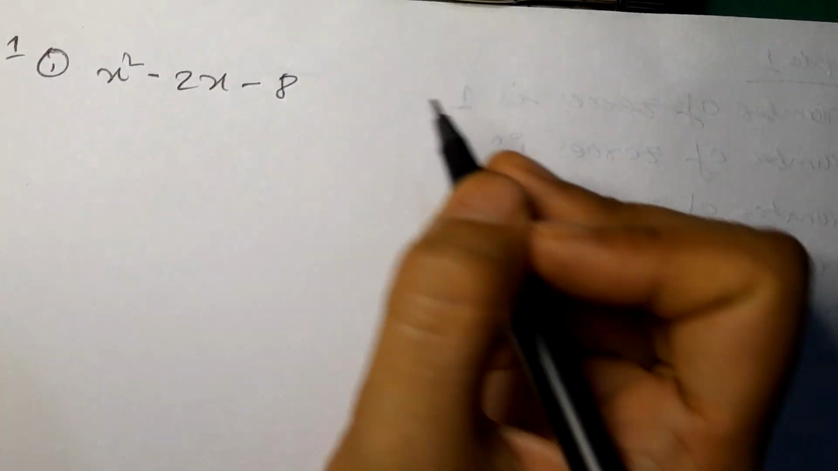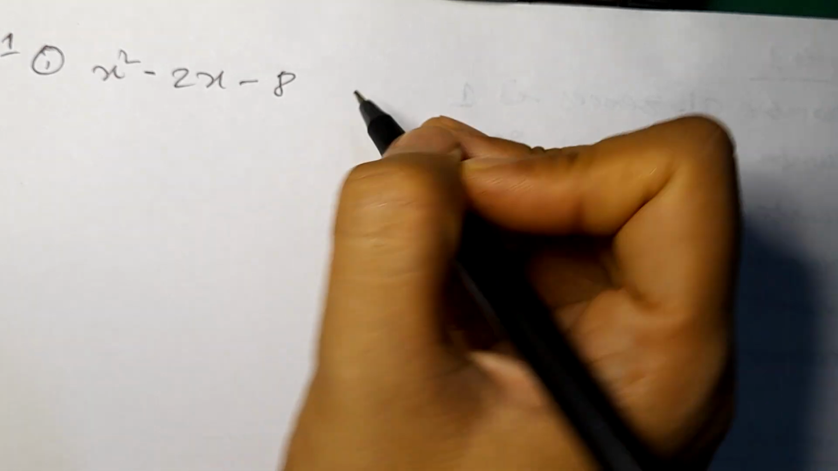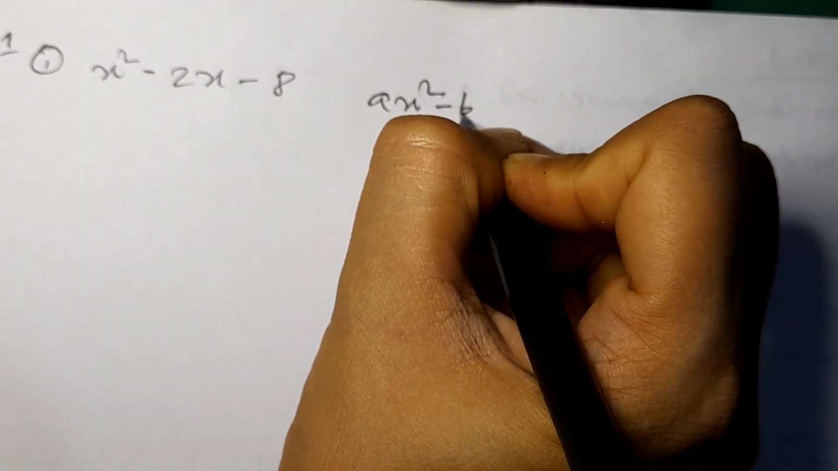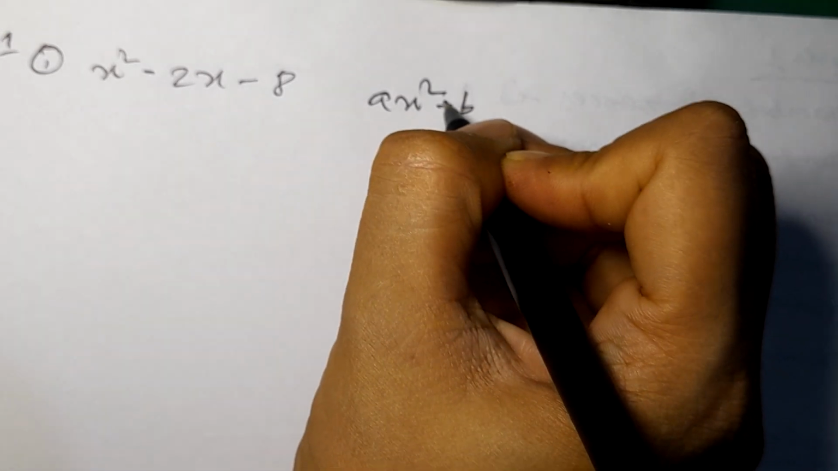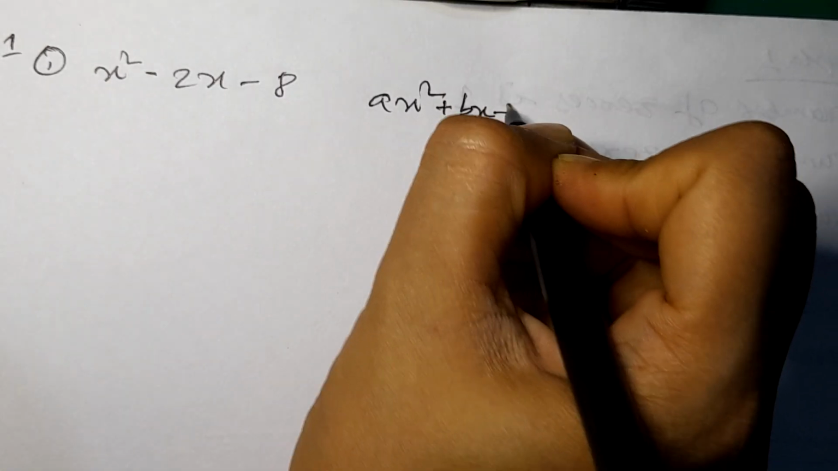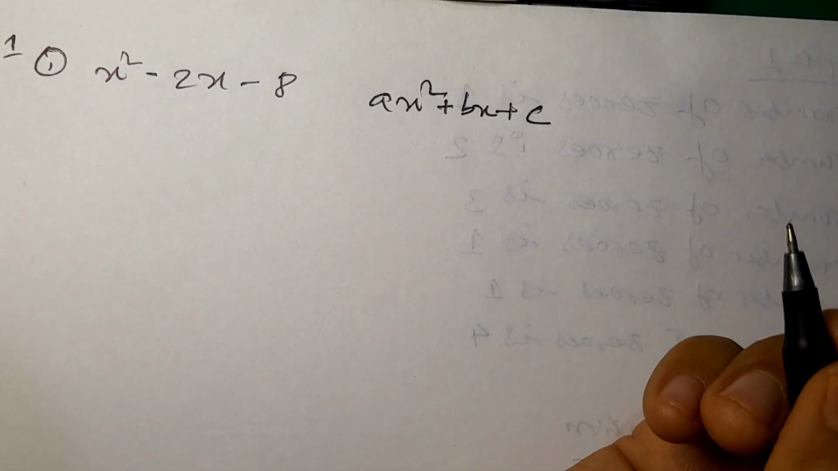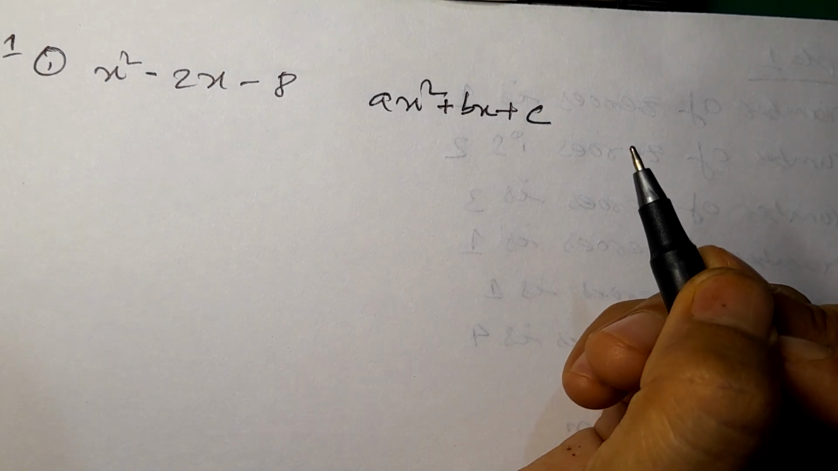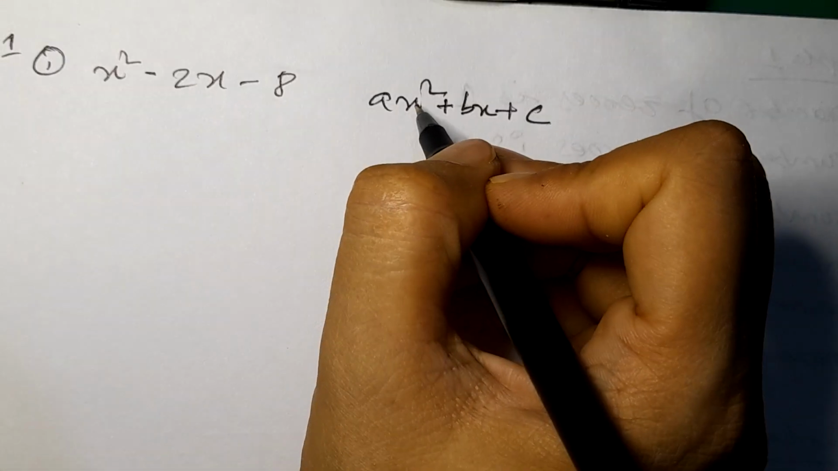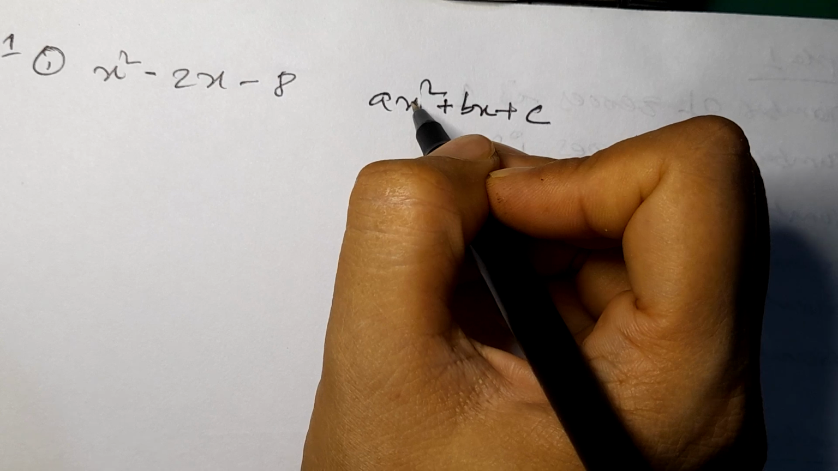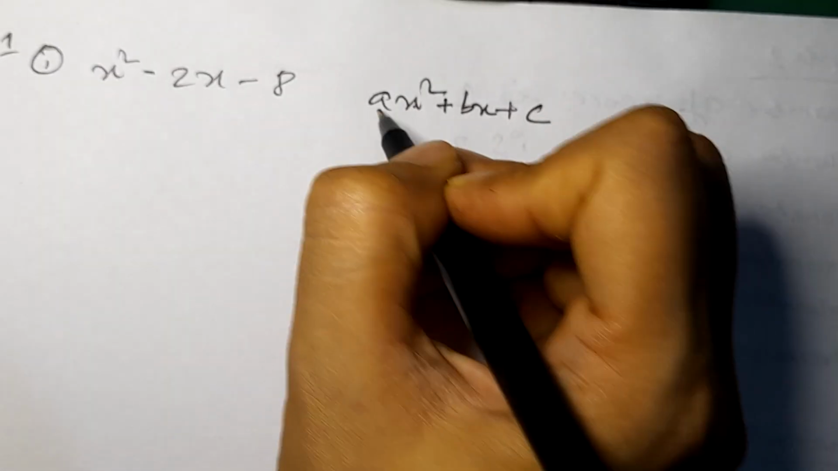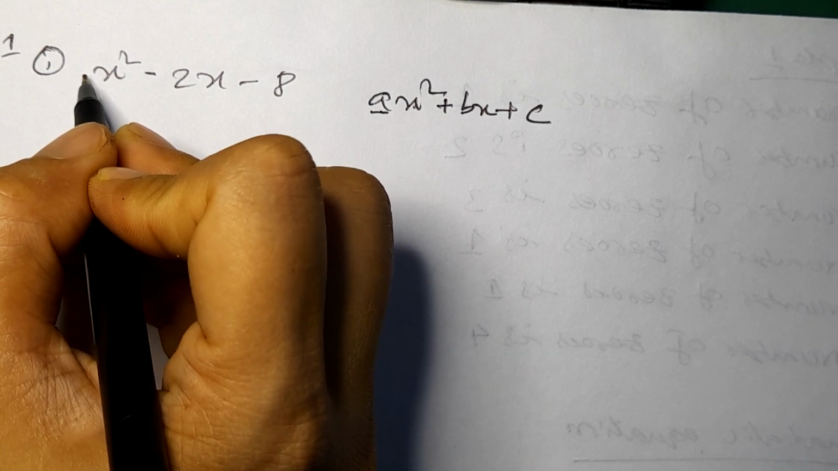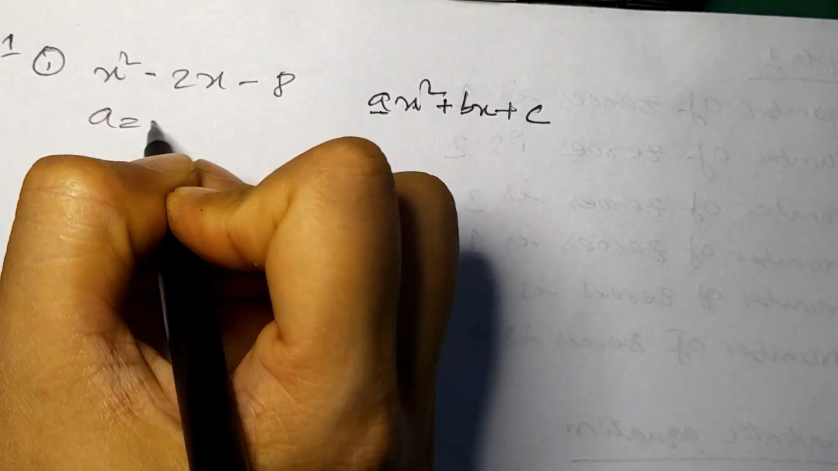First, you have to know the quadratic equation. This equation is represented as ax square plus bx plus c. This is the general quadratic equation. From here, first compare the equation and find the values of a, b and c. In front of the x square, that is the coefficient of x square, that is a. Here in front of x square the coefficient is nothing. Nothing means 1. So here a is equal to 1.